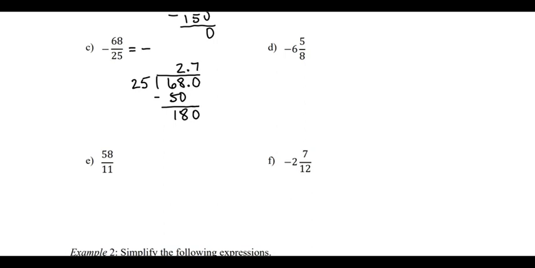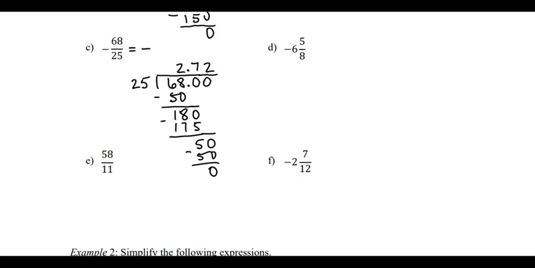Okay. So 5 times 7 is 35. 2 times 7 is 14, plus another 3 is 17, so you have 5 left over. So bring another 0, write in another 0, bring that 0 down. And now we can easily say that 25 goes into 50 2 times. And now we don't have any digits left over.